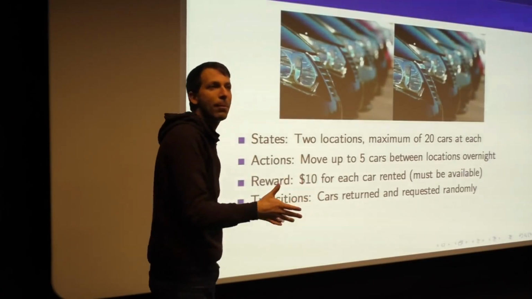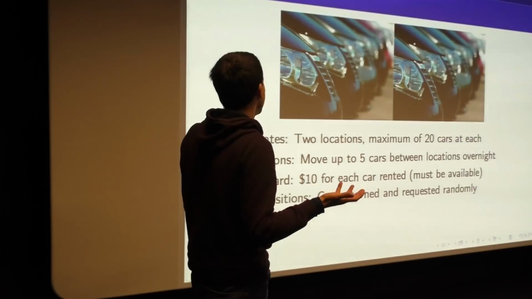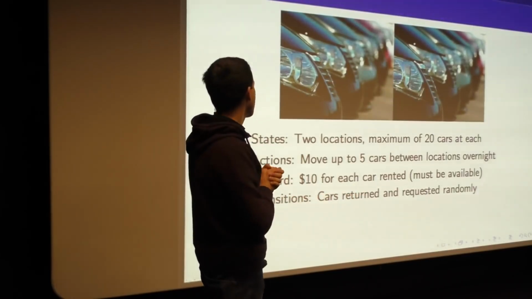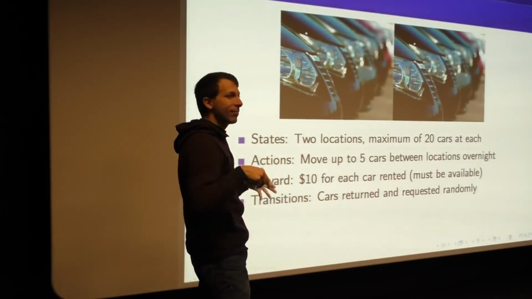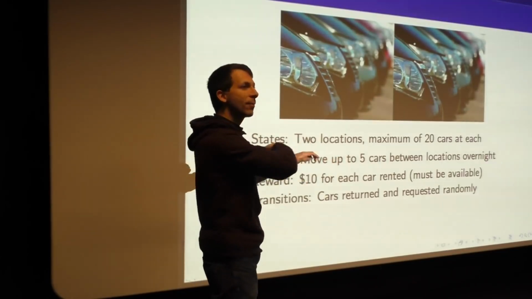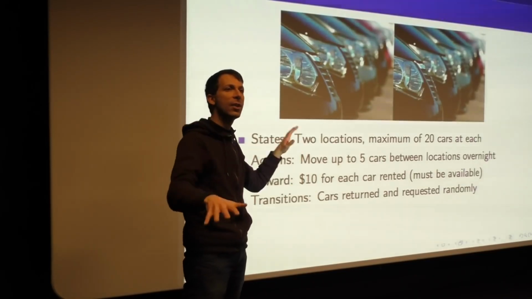This is a toy example, but it's sort of indicative of something that people might care about in the real world. It's a problem from Sutton and Barto called Jack's Car Rental. Basically, there's this car rental place. It's got two different locations, and cars are rented from each of these two locations. And there's a maximum of 20 cars in each location.